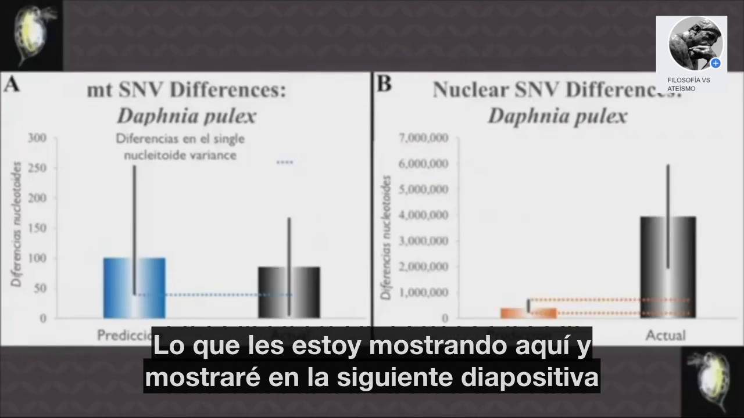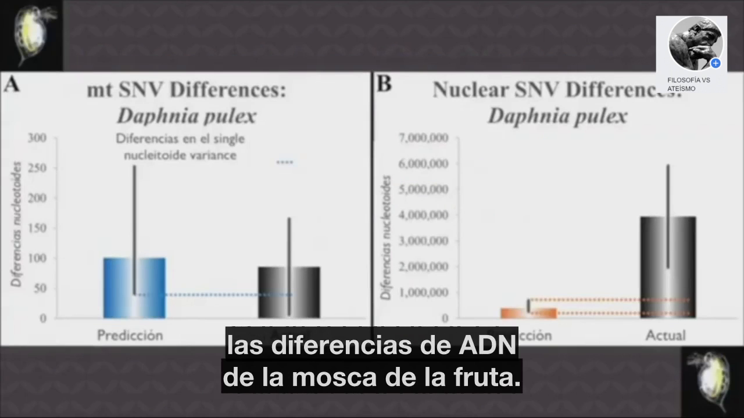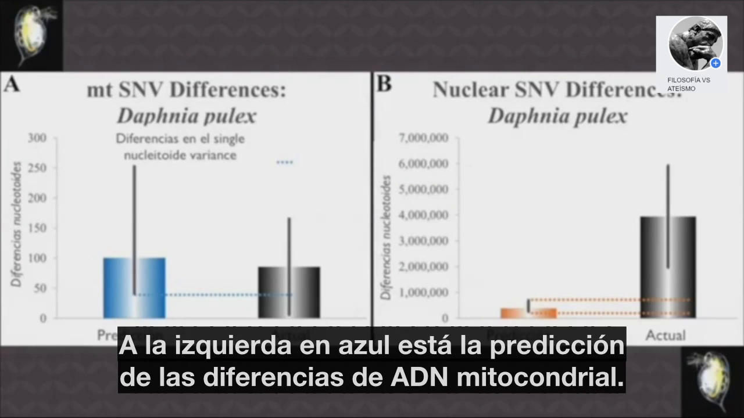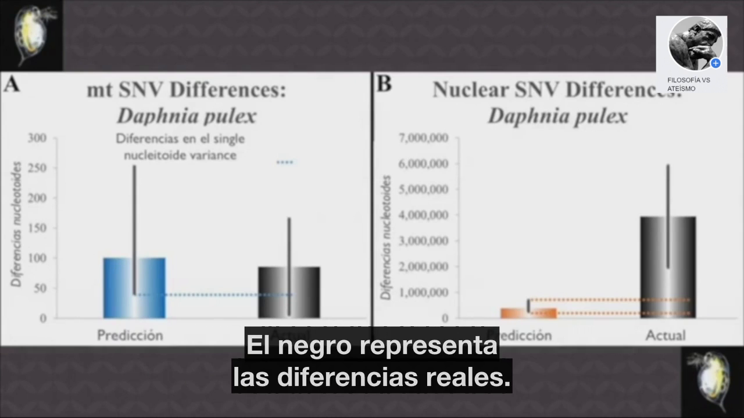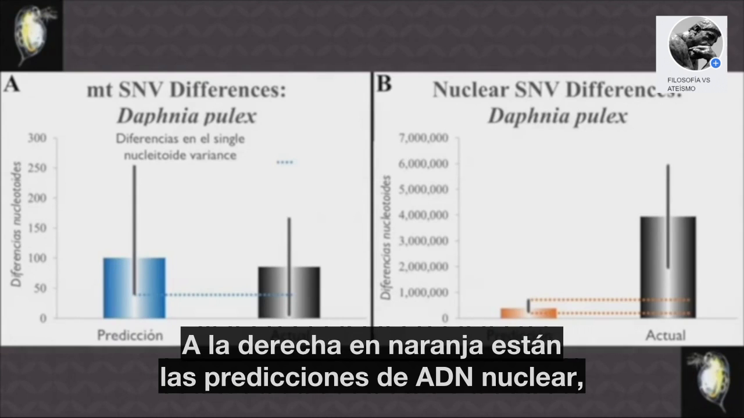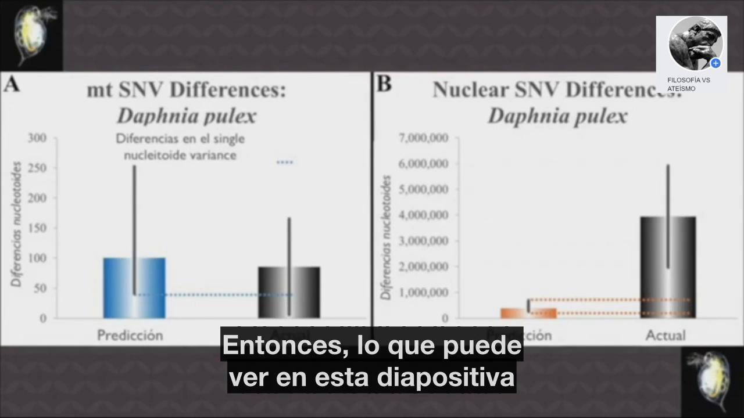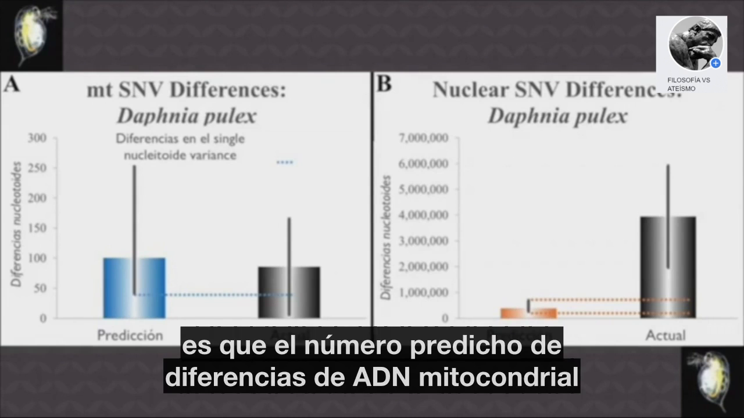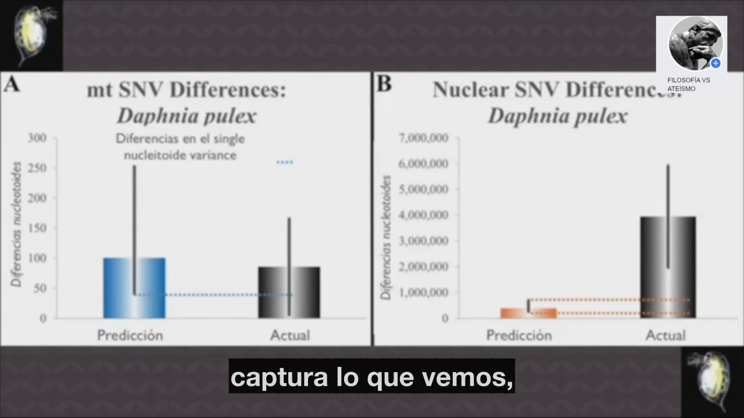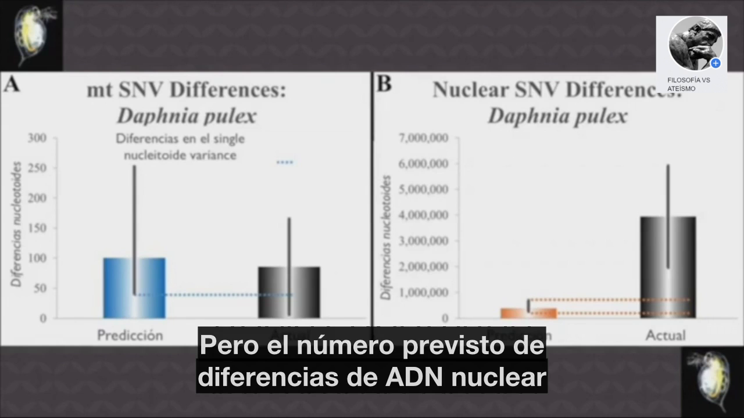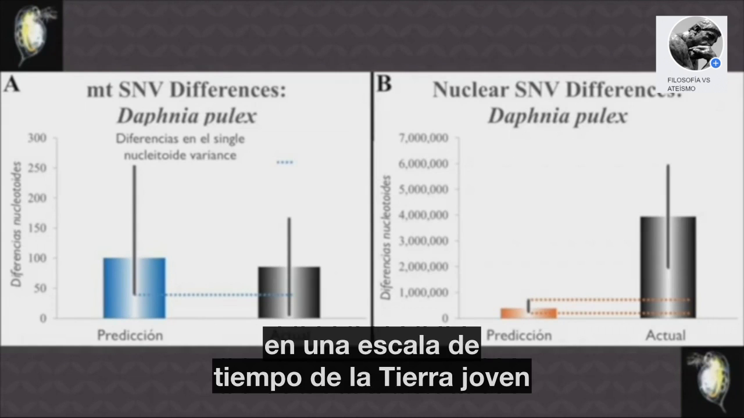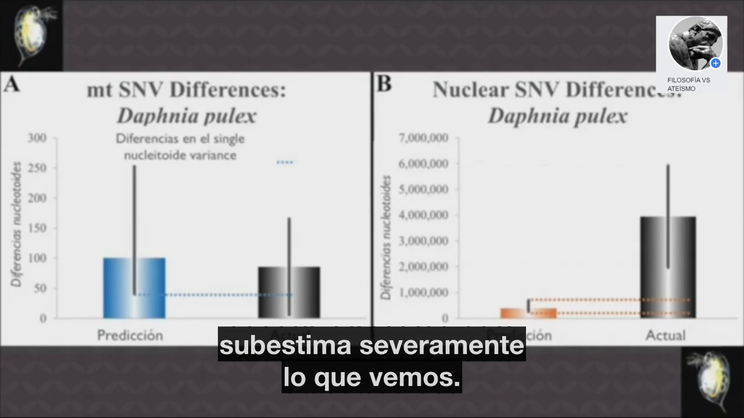What I'm showing you here, and I'm going to show you in the next slide, the fruit fly DNA differences. On the left, in blue, is the prediction for mitochondrial DNA differences. Black represents the actual differences. On the right, in orange, are the nuclear DNA predictions. Black is the actual number of differences. So what you can see in this slide is that the predicted number of mitochondrial DNA differences captures what we see, but the predicted number of nuclear DNA differences on a young Earth timescale severely underestimates what we see.